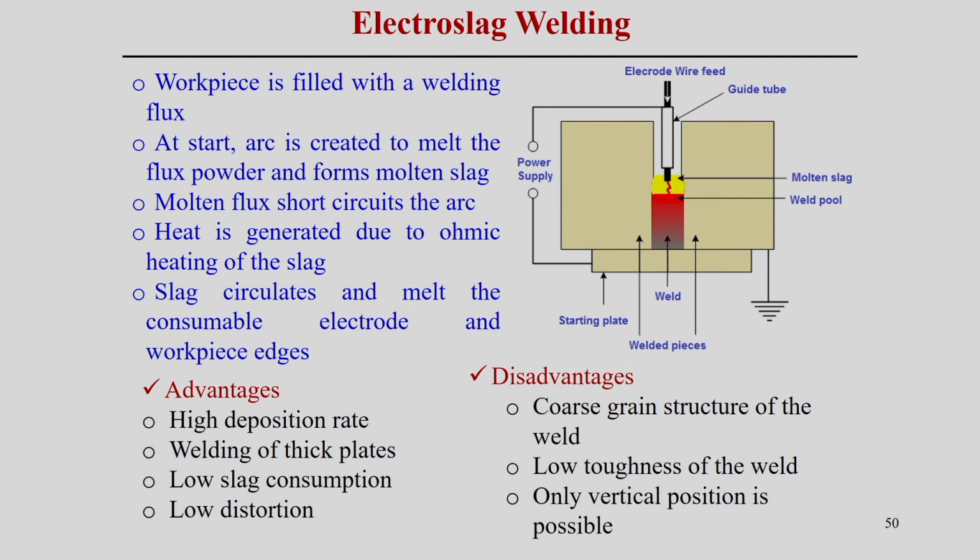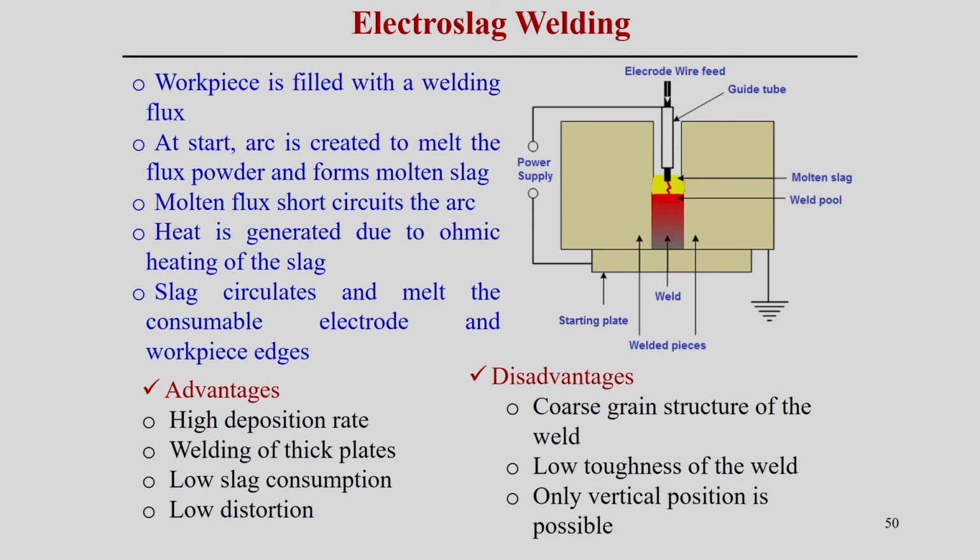Similarly, the electroslag welding process. In this case the workpiece is filled with welding flux; the gap in between the two workpieces is filled with the welding flux. Then at the start an arc is created to melt the flux powder and form the molten slag. So, molten slag is created. The molten flux short circuits the arc, and then heat is generated due to the ohmic heating of the slag.